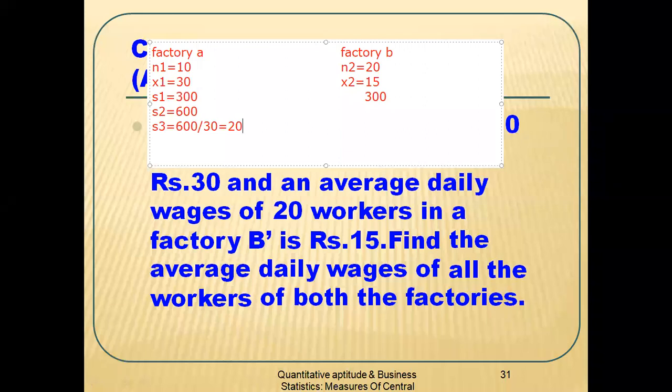Whatever number you calculate should lie between the average wage of factory A and factory B. If you observe, the factory A average wage is 30 and the factory B average wage is 15, and in the middle is the combined value. In both the data, the middle value will be your arithmetic mean. Therefore, here the combined arithmetic mean in this case is 20. Is it clear? Did we understand?